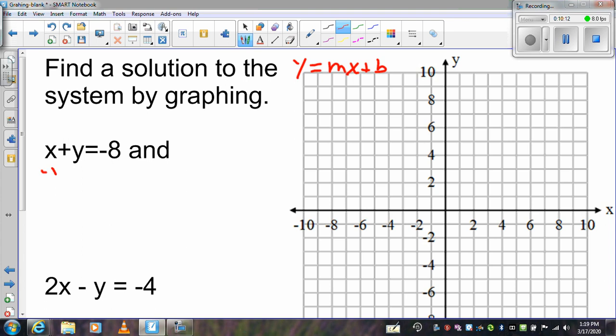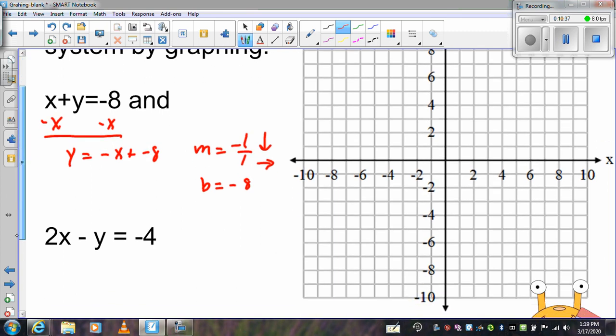So in order to rewrite them, I'm going to move my x over. So I end up with y is equal to negative x plus a negative 8. Or if you just want to say negative x minus 8, same thing. So your slope is negative 1 over 1, which means down 1, forwards 1. Your y-intercept is negative 8.